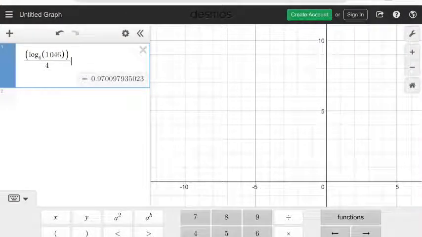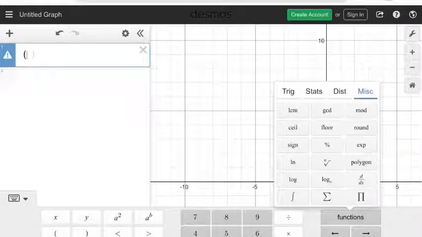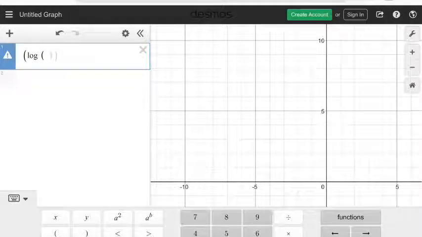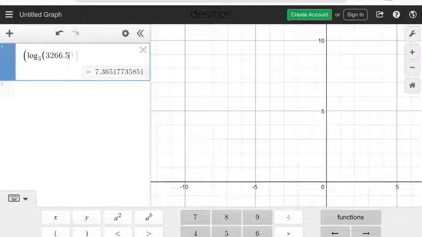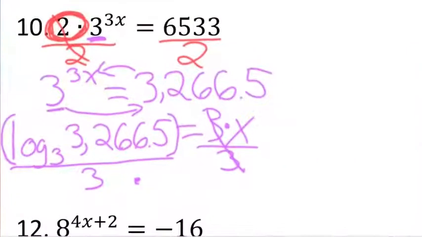So we're going to exit out of what we had in Desmos by hitting the X button. And we've got parentheses, functions. We've got to go find our log A. We've got 3 in the base. In the parentheses, we've got 3266.5. On the outside of everything on the numerator, we have divide by 3. So once we do that, we have 2.455, so on and so forth. So we're simply going to put that for our answer.